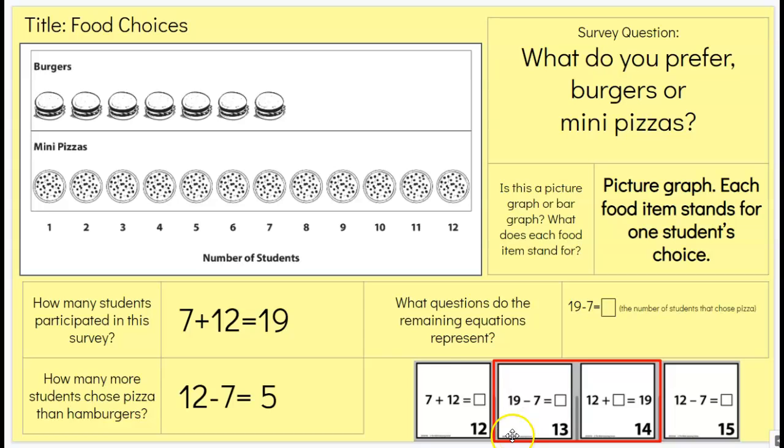Now, you may have been thinking, well, I know that 19 students participated in this survey. Well, I know that 7 of them chose burgers. Whatever is left has to be the students that chose mini pizzas. Well, that's some good thinking. Use that same thinking for our next one. What does 12 plus something equals 19 represent in our graph?